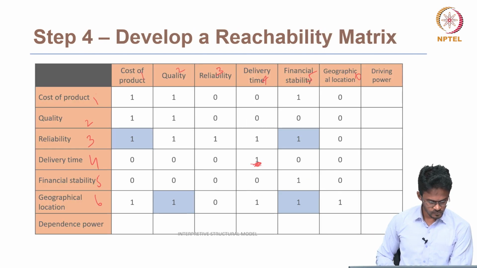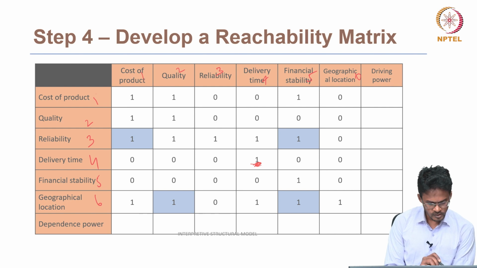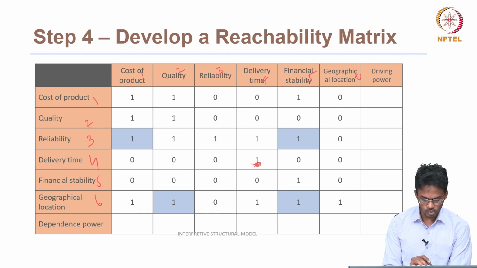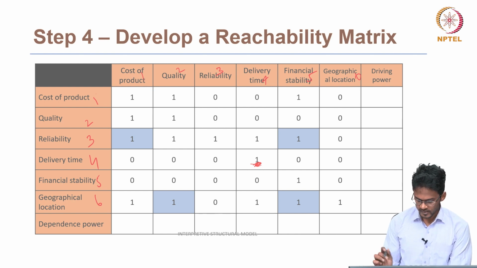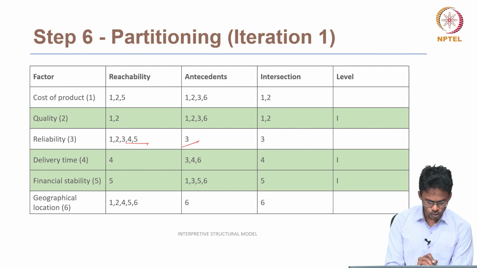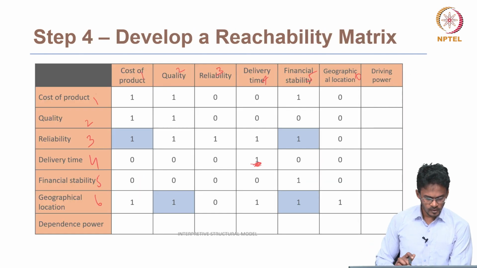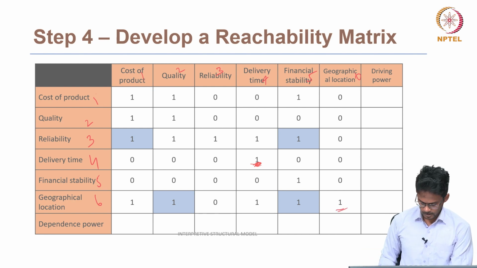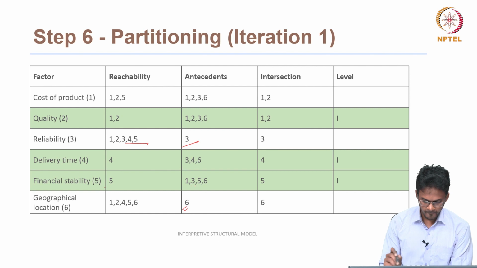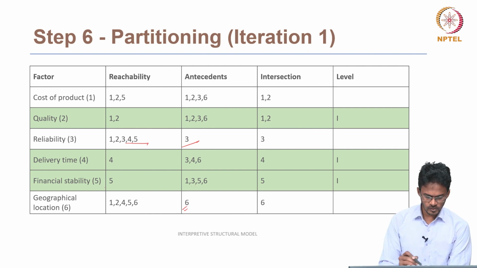So, last, geographical location. The factors which are influenced by geographical location are cost of product 1, quality 2 and delivery time, financial stability and geographical location, that is 1, 2, 4, 5 and 6. And factors that are influencing geographical location are geographical location itself. So, it is just 6. So, the intersection will be 6.